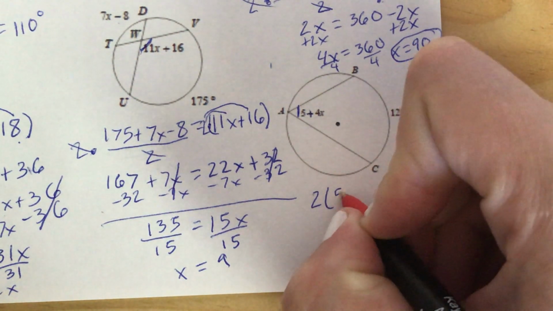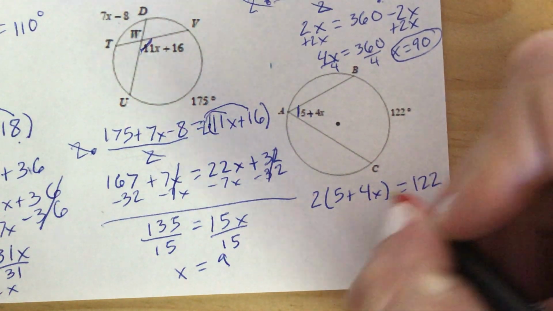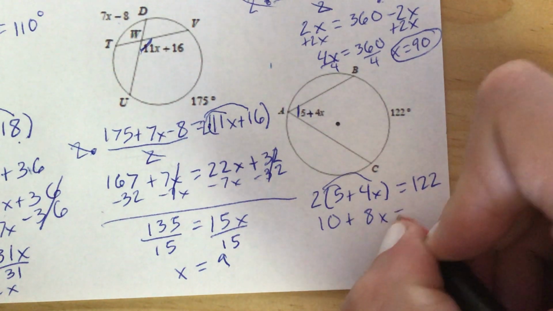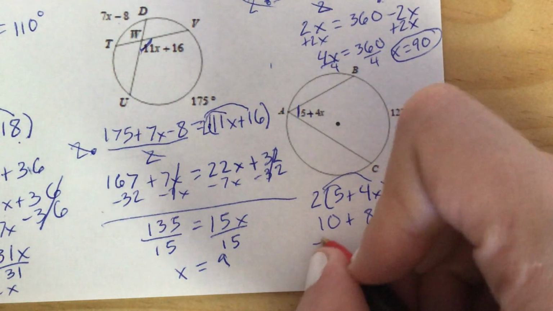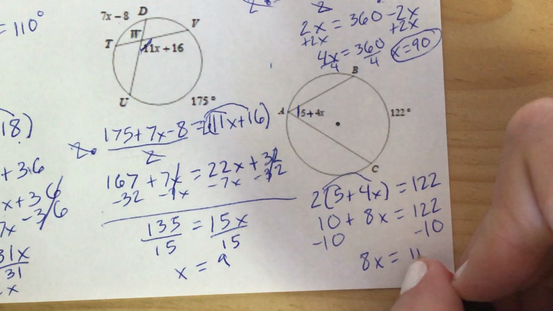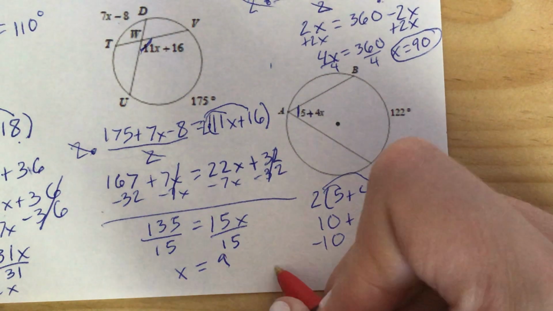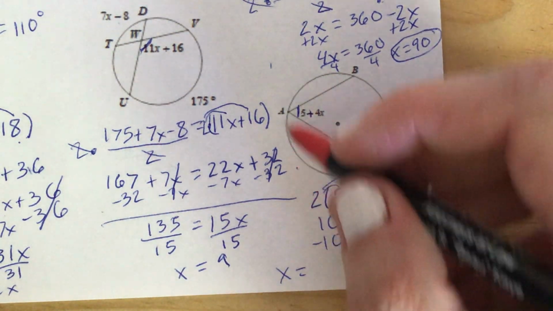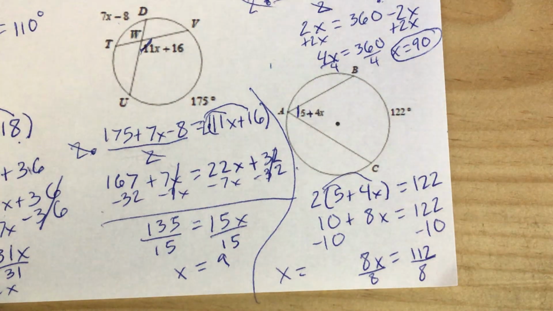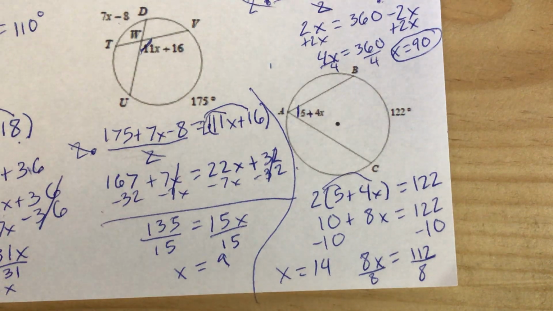So I'll do 2 times 5 plus 4x, just to make sure, again, you distribute. So we get 10 plus 8x. Okay, so x would equal, I have that over here, 14. There you go.